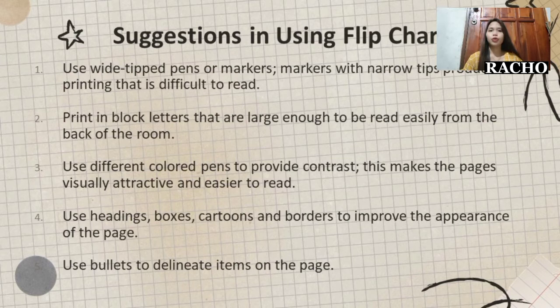Fifth, use bullets to delineate items on the page. Using bullet points is a good way to create a balance between the visual and text elements in a flip chart. The effective use of bullet points can help highlight important information, direct the readers to themed lists, and improve a flip chart's overall readability.